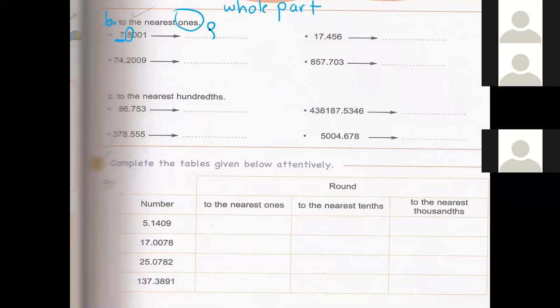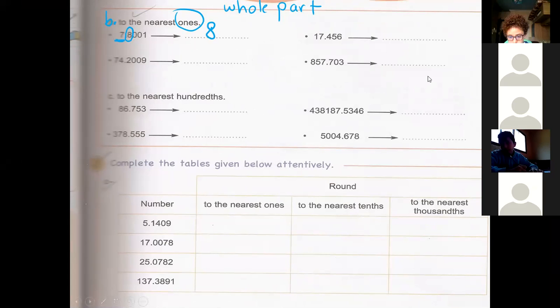8. No need to write point zeros. It's 8 and all the numbers after are zeros. No need to write zeros. Just write the whole number, 8.